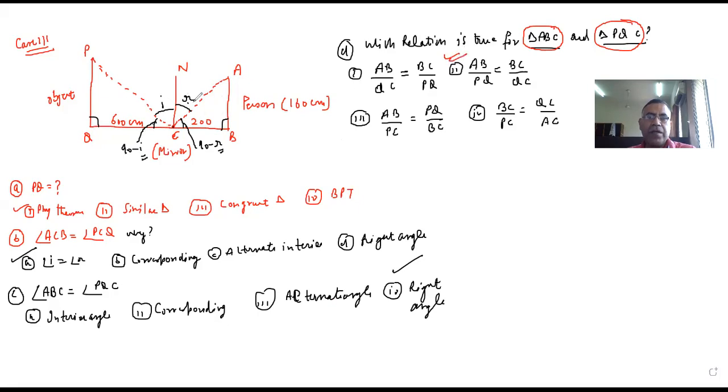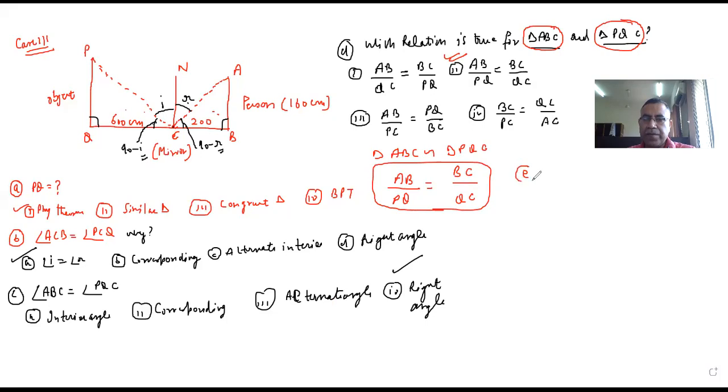Perfect, absolutely right, because these two triangles are similar. Triangle ABC is similar to triangle PQC. When these two triangles are similar, the ratio of their corresponding sides should be the same. So AB is the height, PQ is the height, which is equal to BC, the base of one triangle, and QC, the base of the second triangle. Perfect. You're right, Janvi. Very good. Come to the E part.